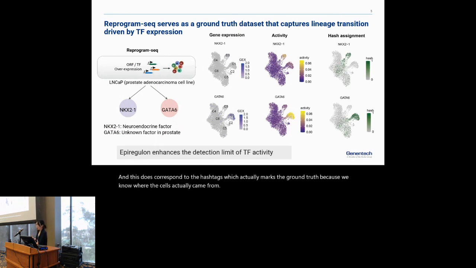So Epiregulon helps to enhance the detection limit of transcription factor activity when the gene expression of the transcription factor itself is very low.